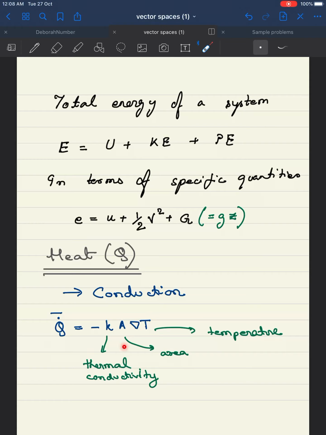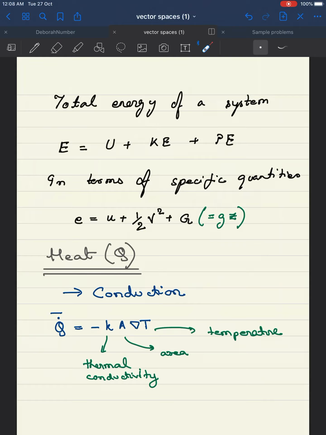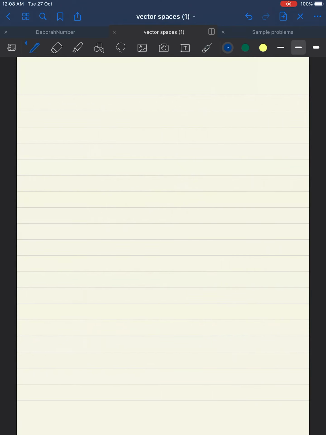So this law, which is also called the Fourier's law of heat conduction, gives you the amount of heat transfer that takes place when you have heat transfer only due to conduction and when you have a temperature gradient that is present. So obviously this minus sign is to take care of the fact that heat flows from regions of higher temperature to lower temperature. Okay, so that's conduction. Then there is another one which is called convection.